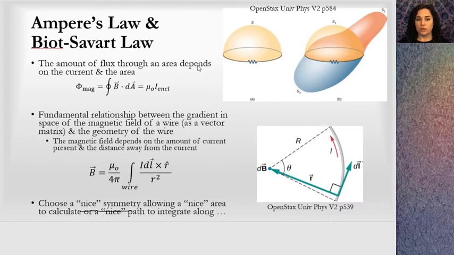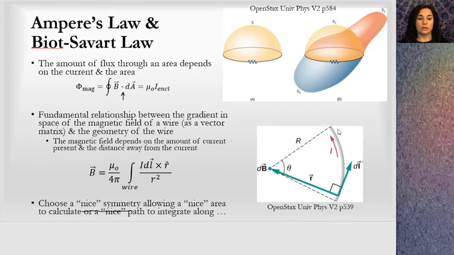amount of flux through an area depends on the current and the area that you choose. And this is a dot product as well. So we really are looking at a specific angle between that area vector and the magnetic field. The other thing is, like I mentioned on the prior slide, there's a fundamental relationship between the gradient in space of that magnetic field, the shape of the magnetic field, and the shape of that wire.